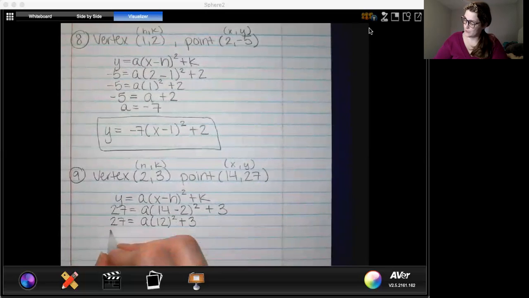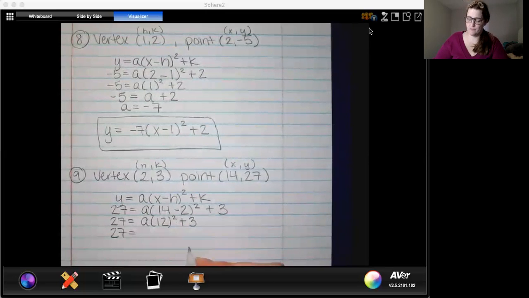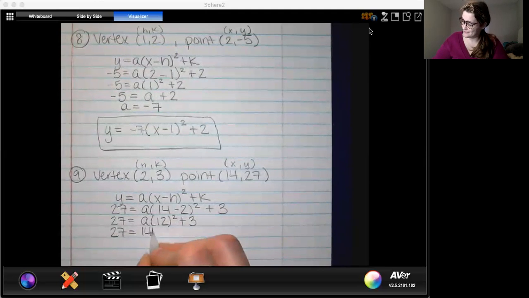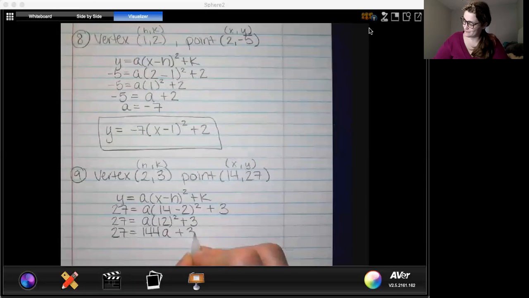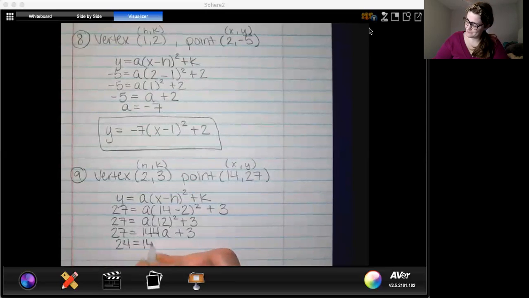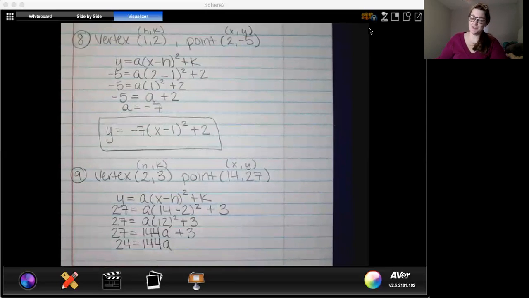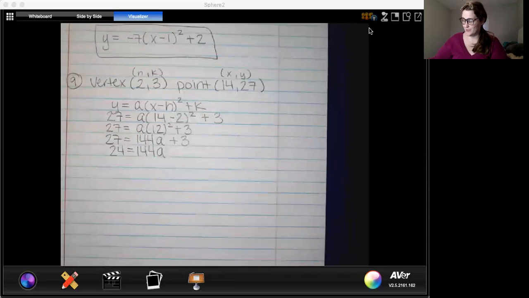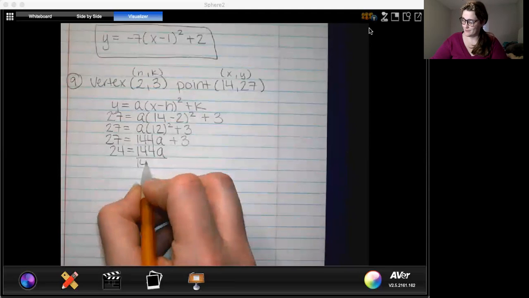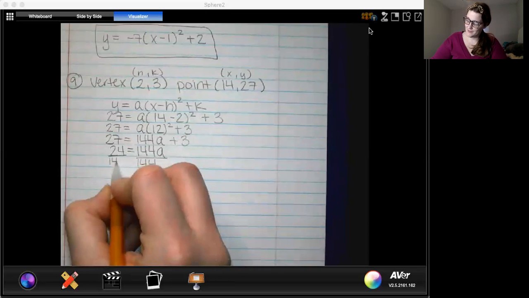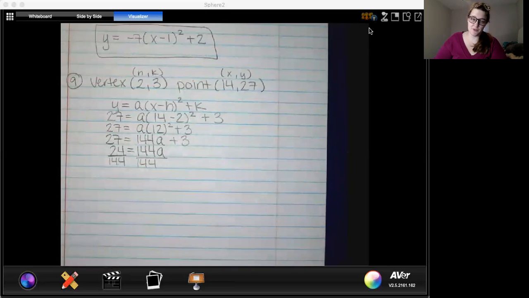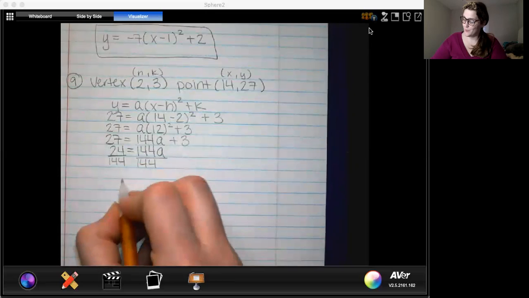12 squared is 144. Ooh, my goodness. Subtract the 3, you get 24. Now, when you divide by 144, you get 24 divided by 144, which is 1/6.